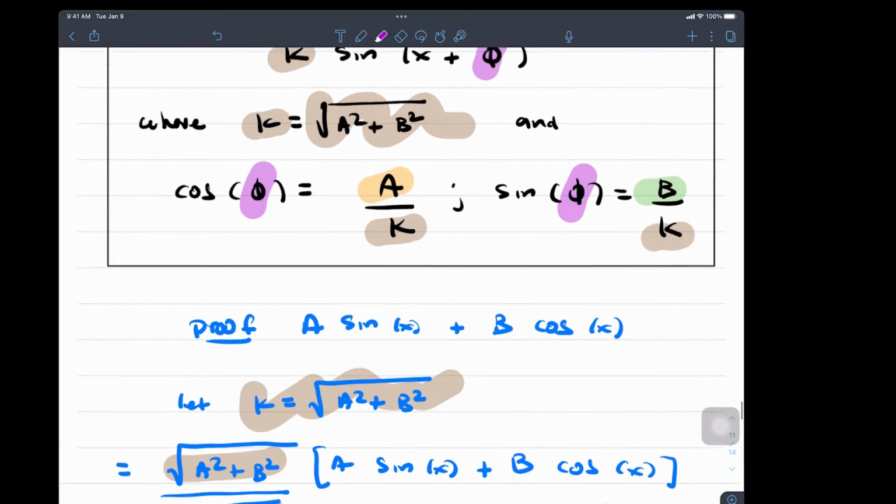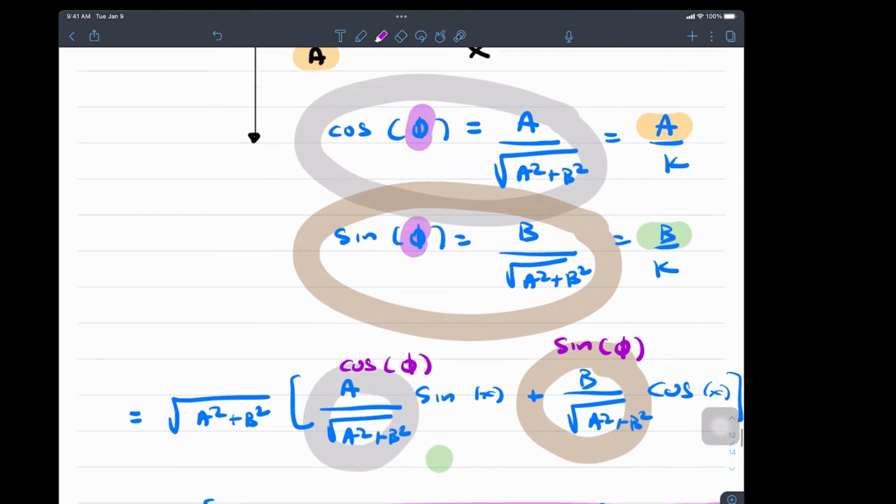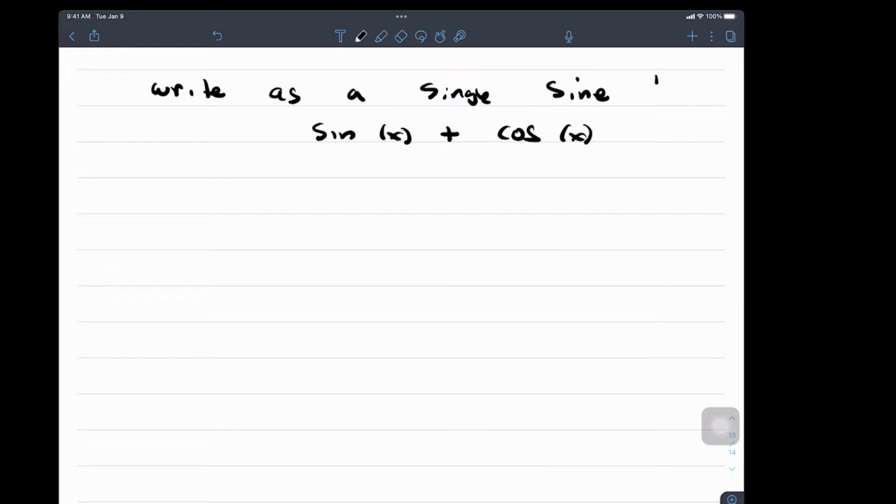So then the question becomes now, what's going on here? They're going to say the following now as examples, okay? They're going to say what? How can we write, let's keep it a little simple, sine x plus cosine x. How about if we just write the instructions up here? Write as a what? A single sine.